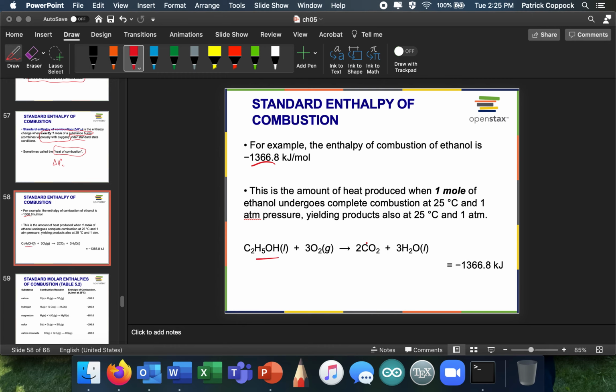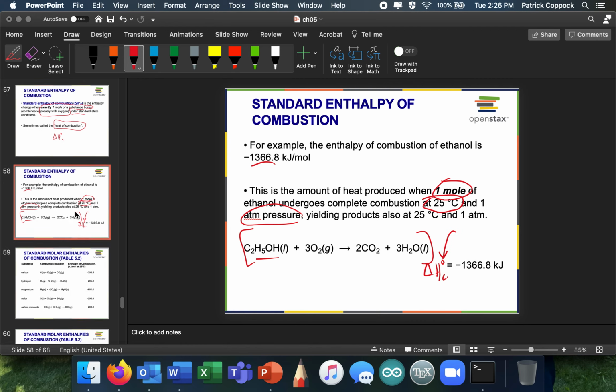So here's ethanol, and we would write that reaction out like this. Here's the balanced reaction for it. And we would say the standard heat of combustion of ethanol is that value. That's for 1 mole, and it's done at 25 degrees Celsius and 1 atmosphere of pressure, because it's standard. All of that information is implied by using that little 0 right there.